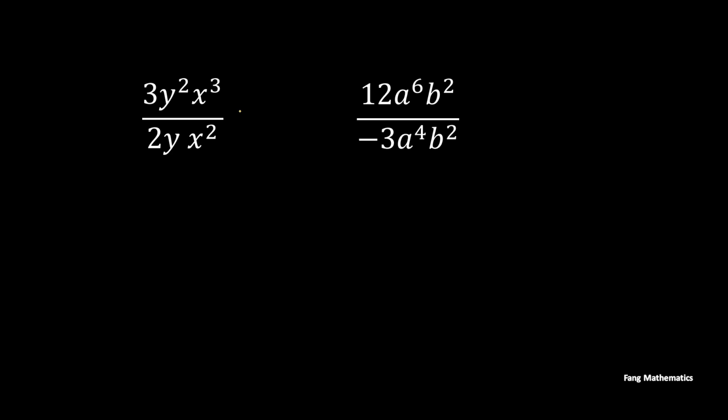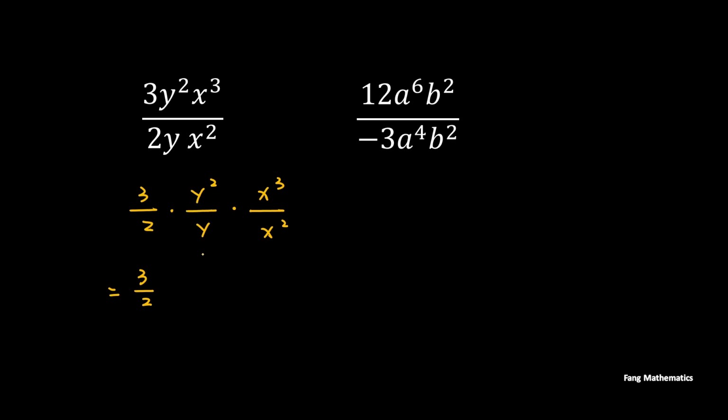Moving on, we have two more complicated questions, but it's okay. If you see this question on the left, we are to separate the components we have. So firstly, you should have the numbers by itself, so 3 over 2, and we have the y components, y squared over y, and we have the x components, x cubed over x squared. Numbers is fine, so numbers you put 3 over 2.